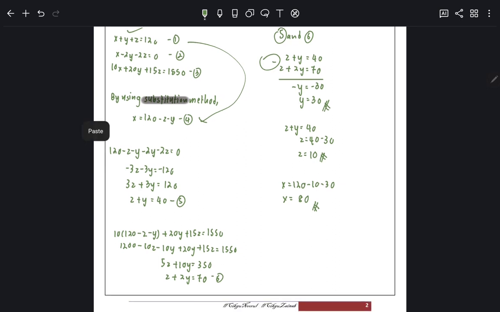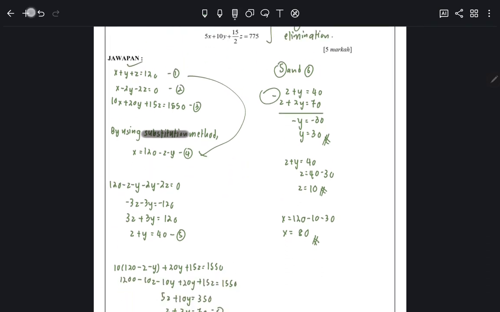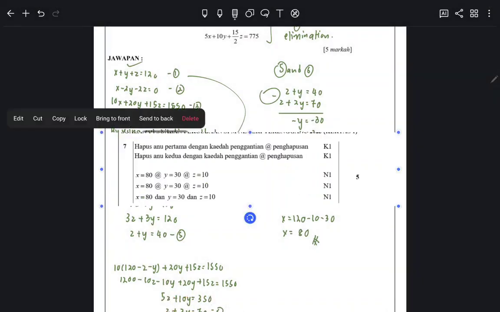Then z plus y equals to 40, z is 40 minus 30, z is 10. Okay, we have to find x, right? So you can substitute these two values either in this 3 or in this one. Like me, I choose this one, because I factorized this one just now. So x equals to 120 minus 10 minus 30, so x equals to 80. So that's it, I think. So we got the final value. How the marks were given, I think this is the way the marks were given.